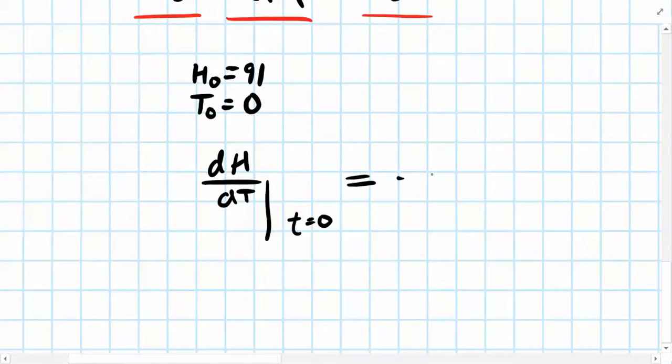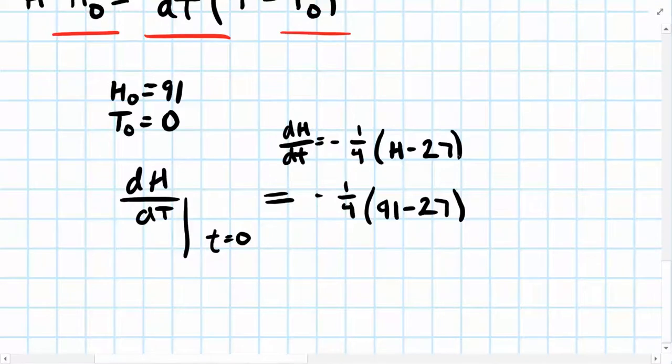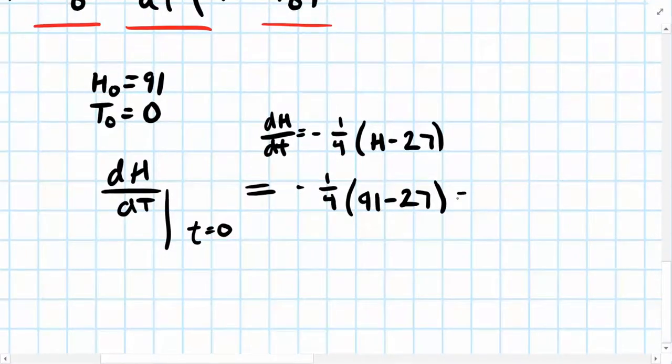So that's going to be negative 1 over 4 times 91 minus 27, because dh dt in the first place equals negative 1 over 4 times h minus 27. So now our answer comes out to negative 16.